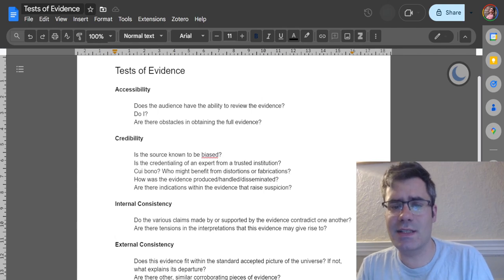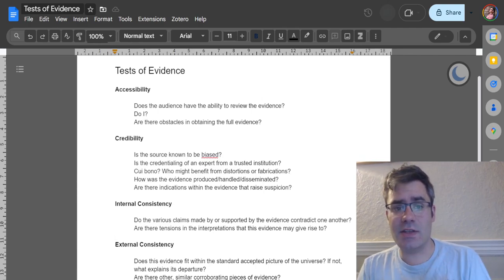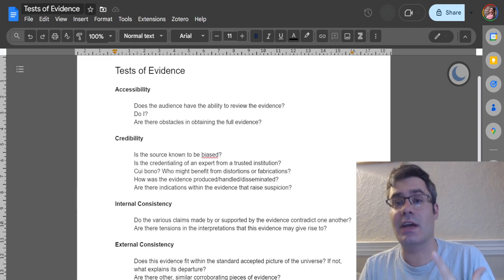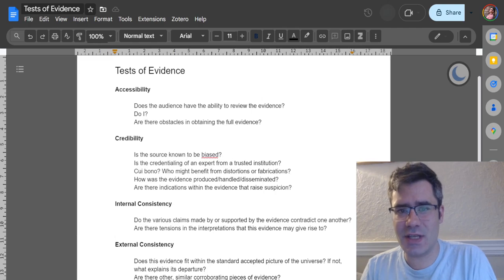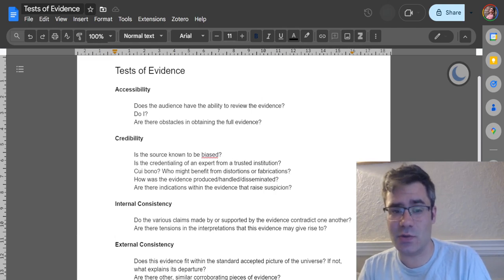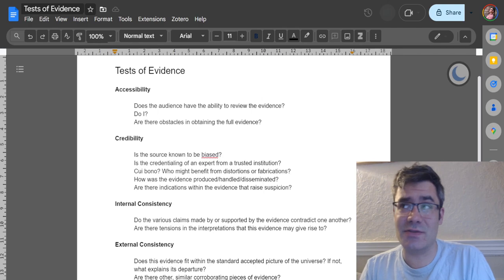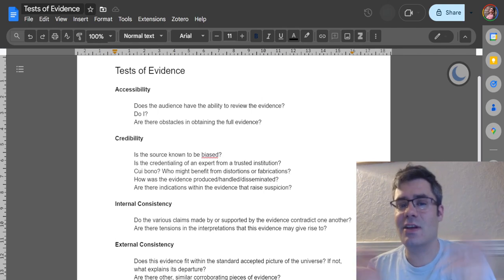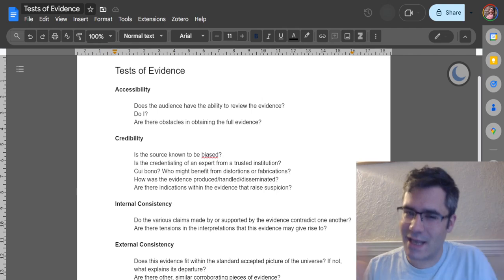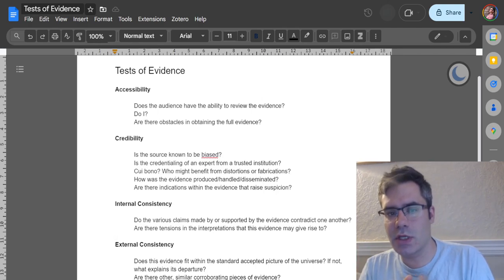So the first test is accessibility. This simply means, do we have access to the evidence? If not, are we just reporting hearsay? Someone else told me this was the case, or am I going on the basis of what I just think is the case? Something I kind of vaguely remember, I can't find it anymore? That's not really going to cut it.